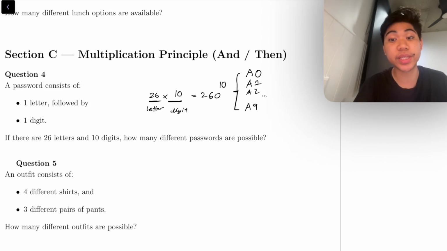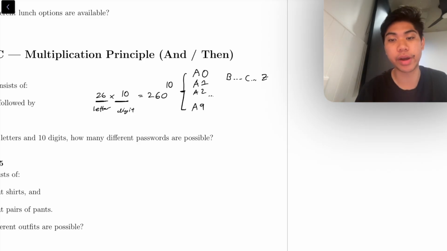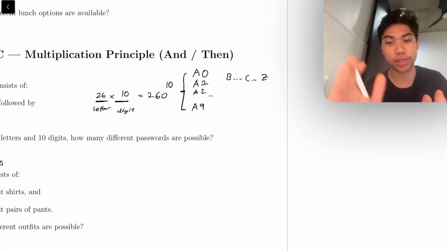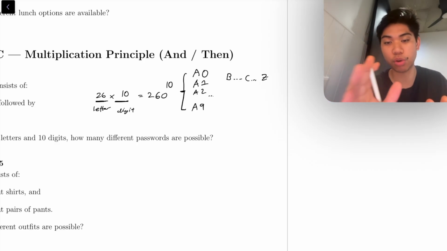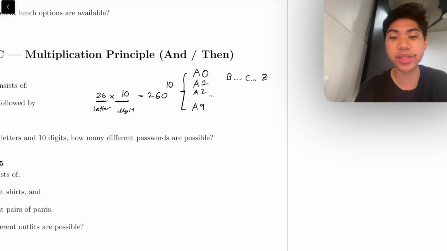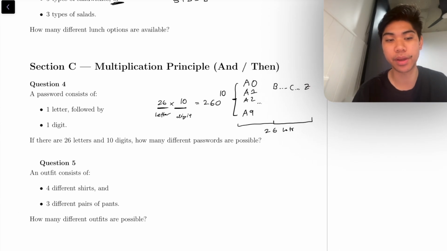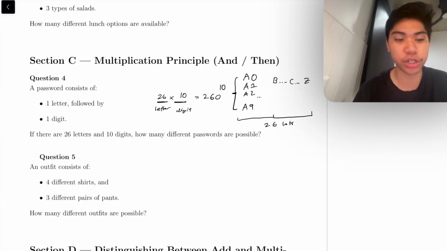However, we have 26 letters, and so if we continue on with B, C, all the way to Z, but we still use those digits B0, B1, B2, all the way to B9, and then same for all the way through the alphabet, then we have basically 26 lots of letters, and then for each letter we have 10 different combinations. So that's why we're multiplying, okay, to get our answer.